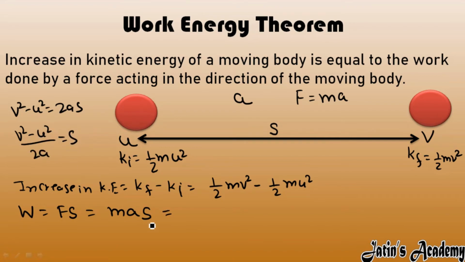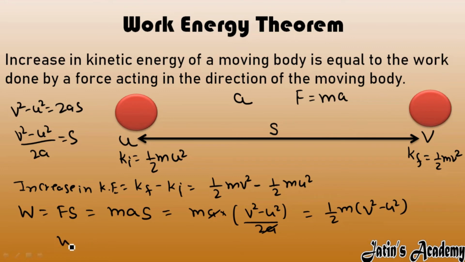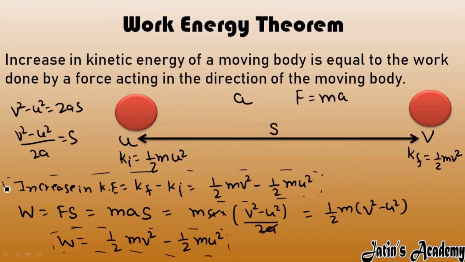Now put the value of displacement here. So mass into acceleration into v square minus u square over 2a. Cancel it out, and we get 1 by 2 m into v square minus u square. Now multiplying, the work done is 1 by 2 mv square minus 1 by 2 mu square. Now carefully see. This is the work done to increase the kinetic energy, and this is the increase in kinetic energy. Have you seen any correlation? These are both equal. It means that the work done on a body to increase its kinetic energy is the same.